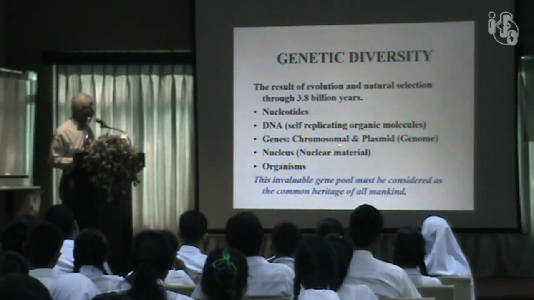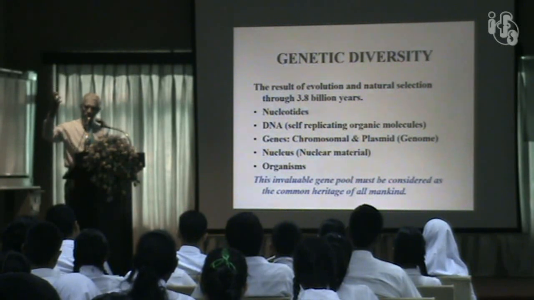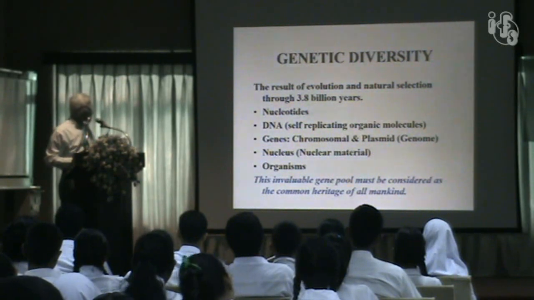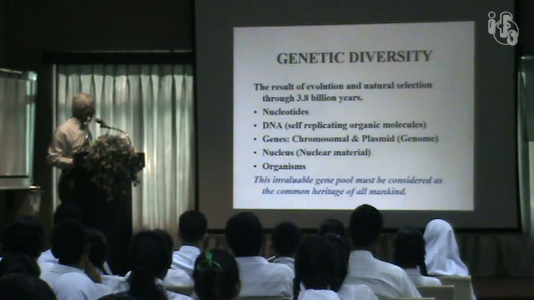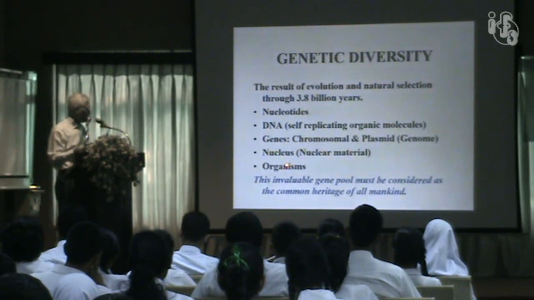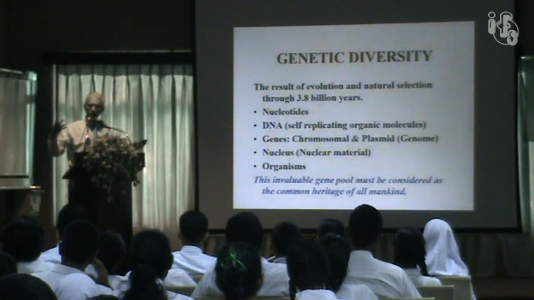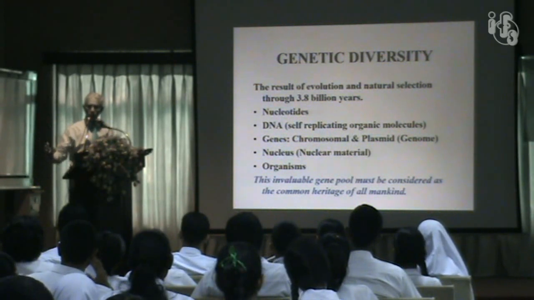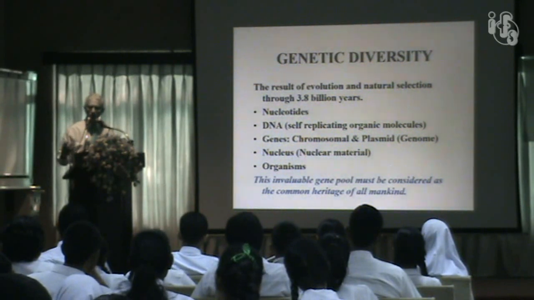So we have, in the slightly more advanced ones, from the eukaryotic algae to the large trees and animals, the chromosomal and the plasmid, and together they are called the genome, the total genetic material. Then you have this embedded in the nucleus, in the nuclear material, and finally enclosed in organisms. So this huge gene pool, which has evolved over 3.8 billion years, is contained in the organism. So we have to protect the organisms in order to protect the gene pool.